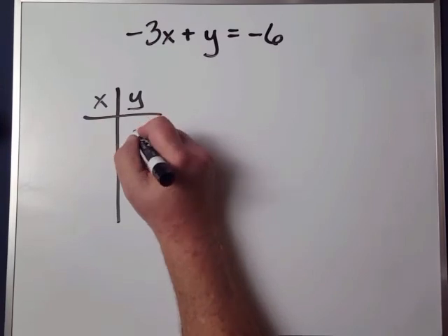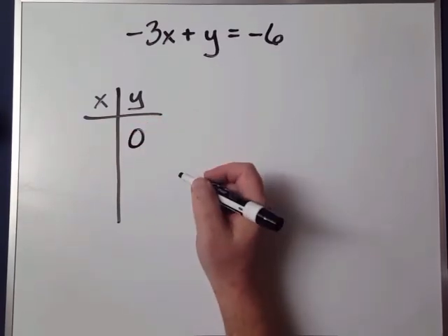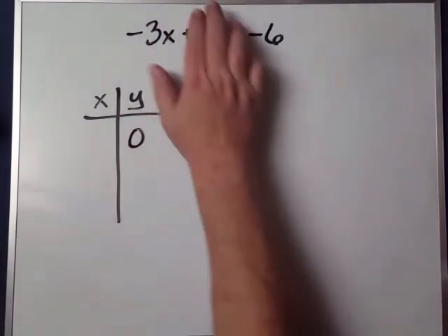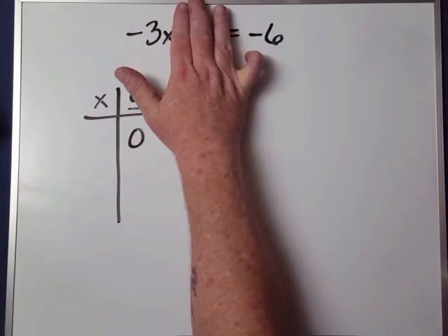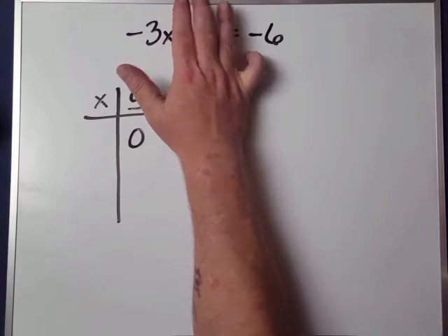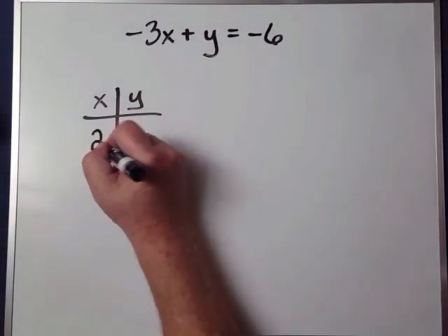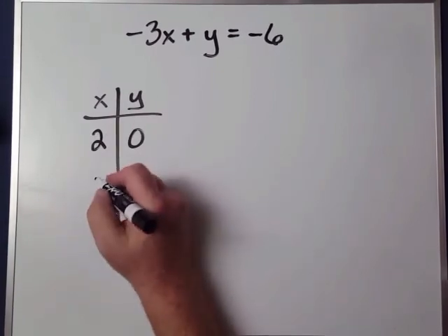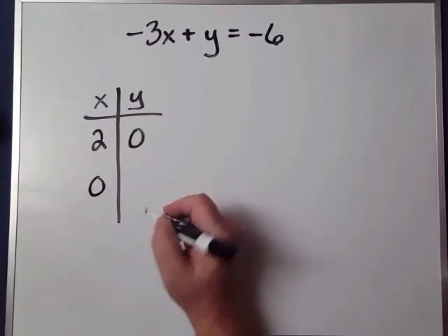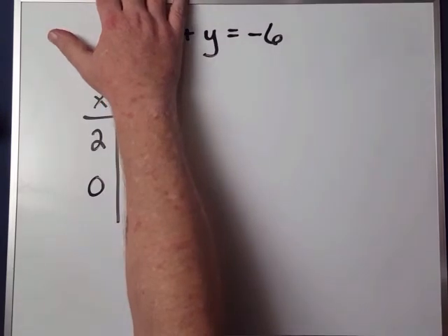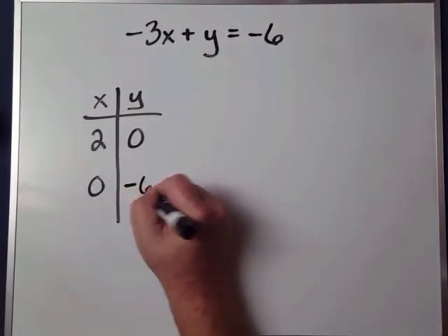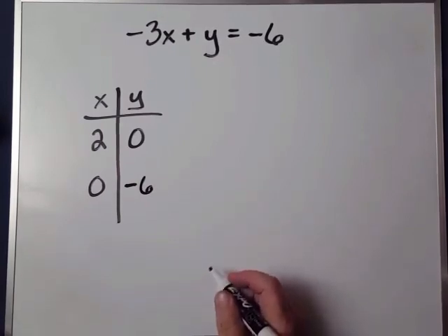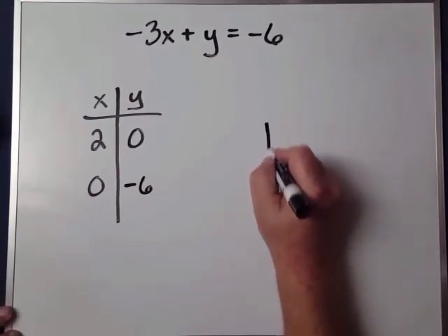I'll find my x-intercept letting y equal 0. When y is 0, this term disappears, and we have negative 3x equals negative 6. That means x must be positive 2. I'll find my y-intercept by letting x equal 0. When x is 0, this term disappears, and we have y equals negative 6. We have enough information now to graph this line.